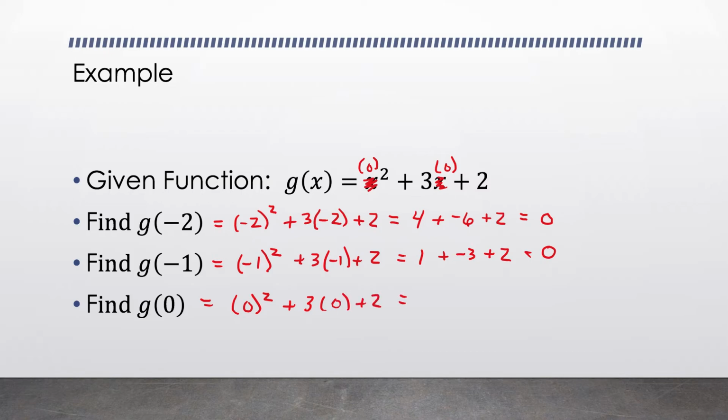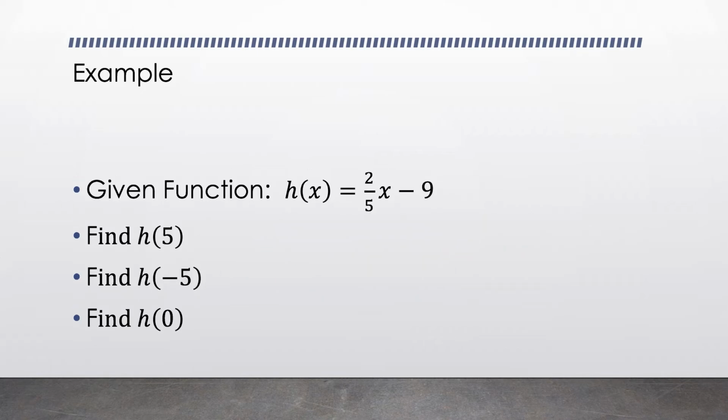Again, exponents, powers first, so 0 squared is still 0. Multiplication next, 3 times 0 is 0. And then finally addition and subtraction. So 0 plus 0 plus 2 is going to equal 2. So that's a problem where you're plugging in your x value in more than one place.